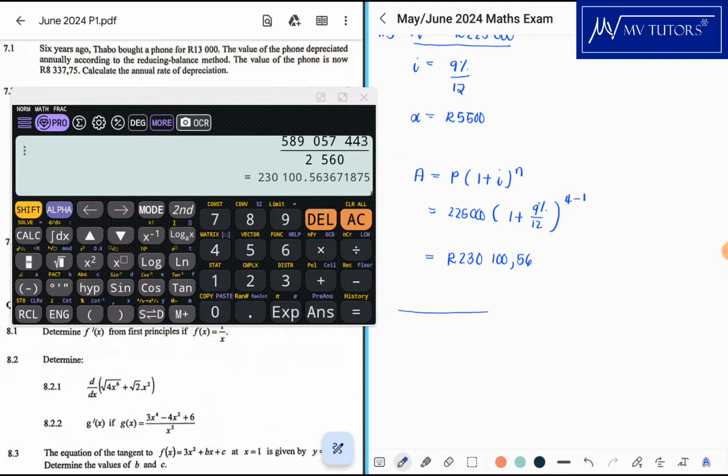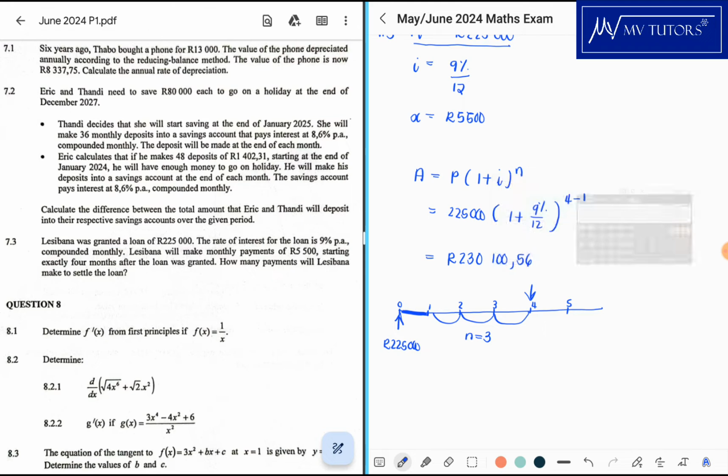And if you wanted to indicate this on a number line, basically they have given this person a loan of 225,000, and this is at period 0. And you get period 1, 2, 3, 4, 5. So that grace period doesn't pay anything. And then at month 4, this is what we're looking for. So we have 1, 2, 3. That is why N is 3. I hope that clears that.